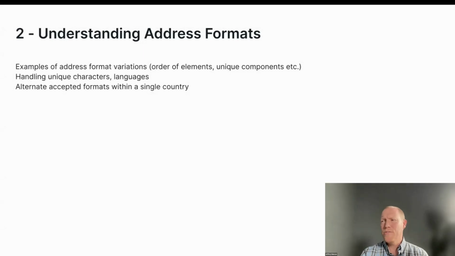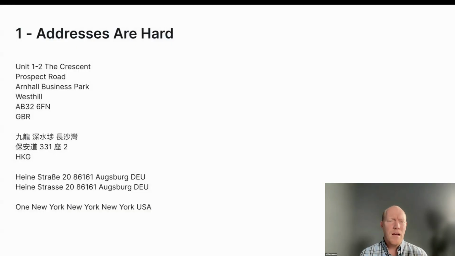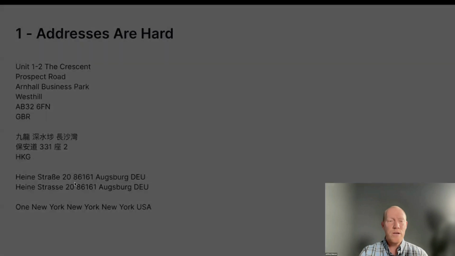So, understanding address formats, I hinted at that a little bit. I'm looking at the different ways addresses are put together. I'm going to jump back to that previous screen. This New York one, even though it looks funny, is still a valid address. One, in this case, would be the house number, New York, USA. In the US, we have the primary number first, then the street type, and then the city, state, and zip code.